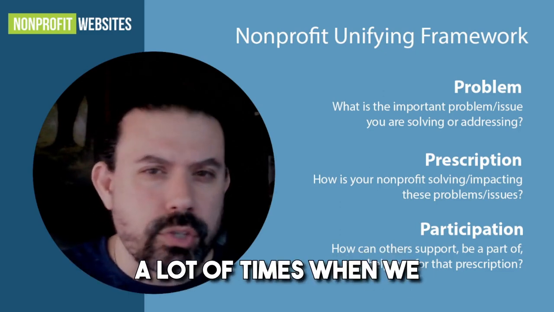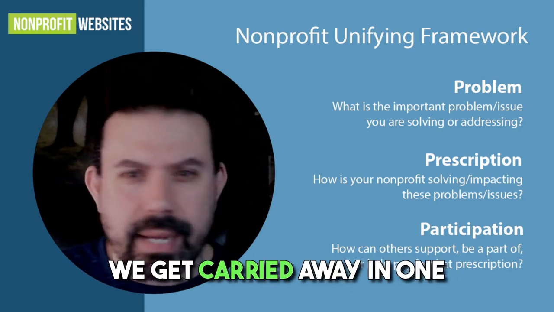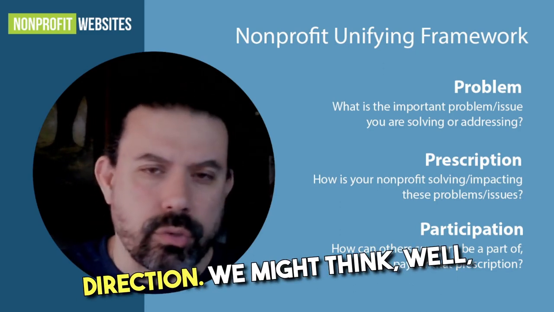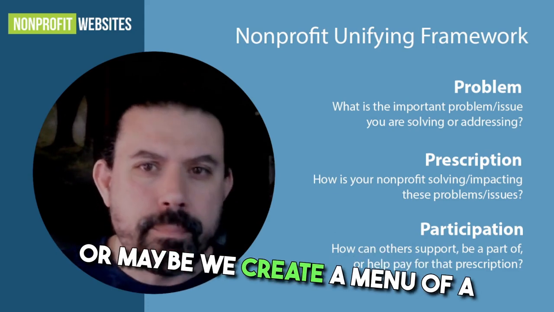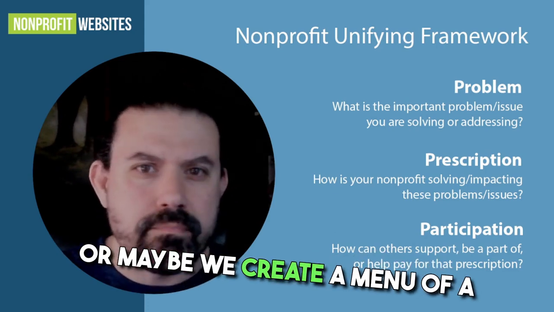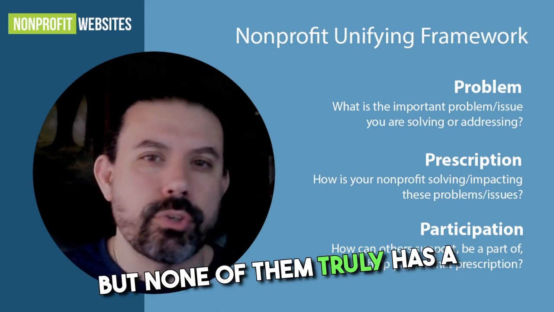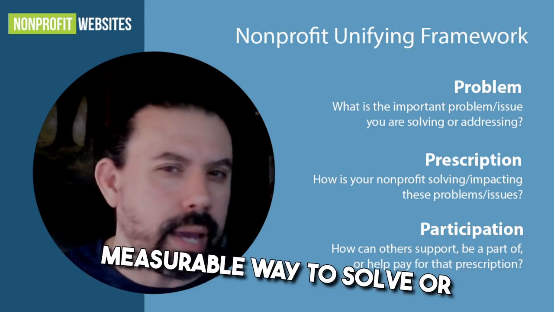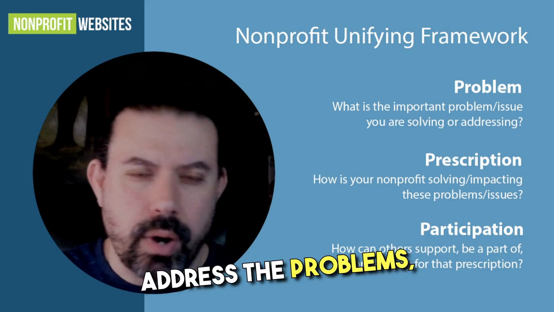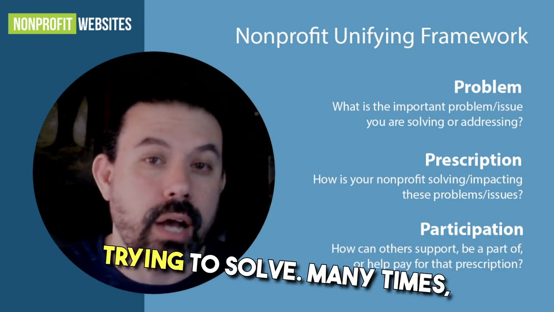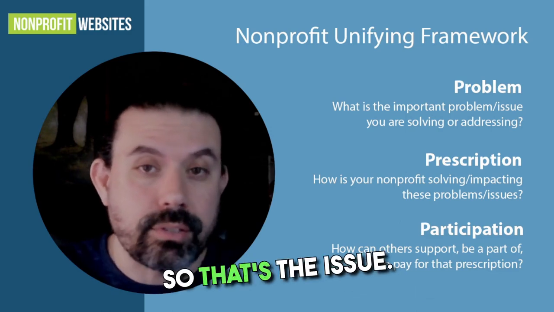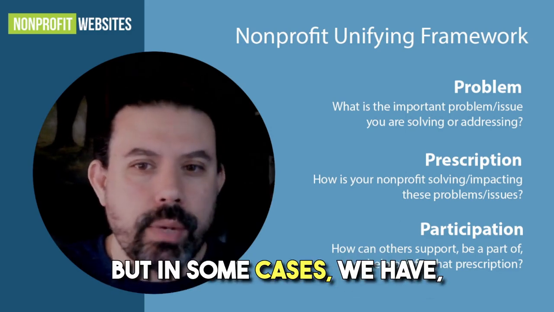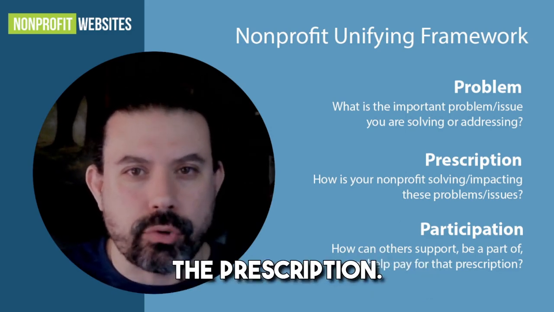A lot of times when we start nonprofits, we get carried away in one direction. We might think, well, there's one thing that we're going to do. This is the thing that we do. Or maybe we create a menu of a million different things to do, but none of them truly has a measurable way to solve or address the actual problems that we're trying to solve. Many times we don't even know what those problems are. We haven't really defined them, so that's the issue. But in some cases we have, and we haven't honed in the prescription.